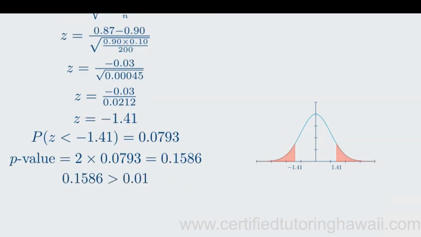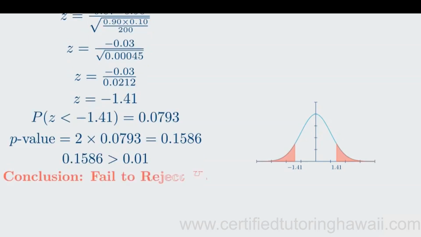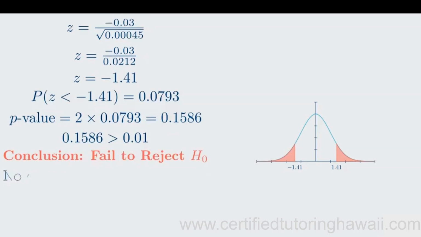Now, compare this to our alpha of 0.01. Since our p-value is much larger than our significance level, we fail to reject the null hypothesis. There is not convincing statistical evidence that the true proportion of light bulbs that last more than 1,000 hours is different from 0.90. Even though 0.87 is less than 0.90, it wasn't different enough to rule out random chance as the explanation, especially at such a strict significance level.